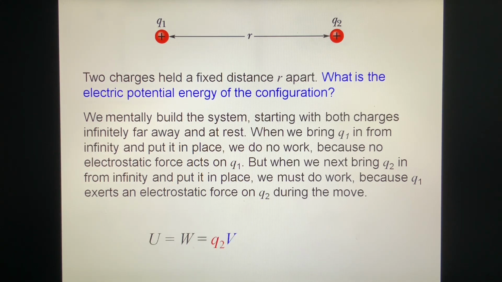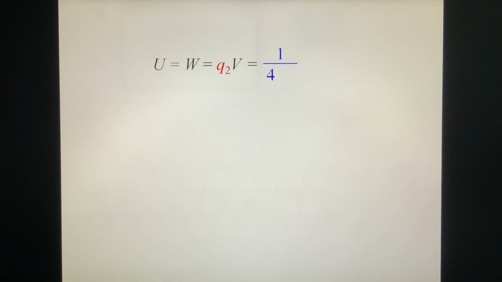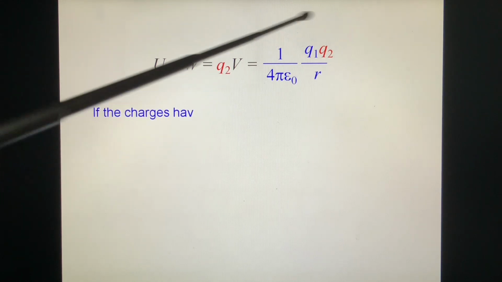So by definition, the potential energy of the system equals the work done by me, not by the electric field, by me. This is equal to Q2 V. And V, we just learned, is produced by Q1: Q1 over R. So we know the two point charges have this electric potential energy.